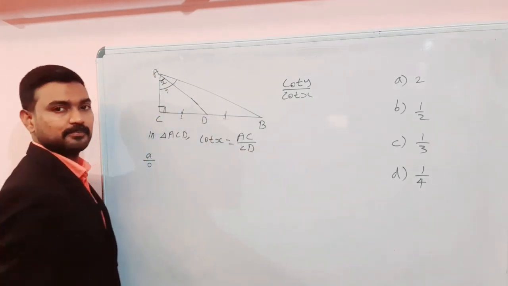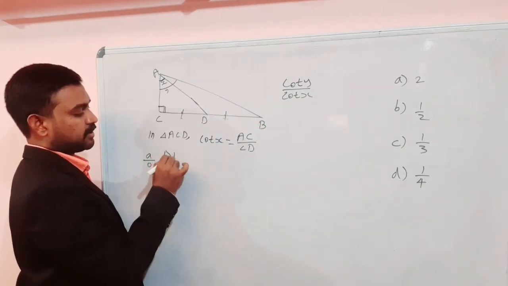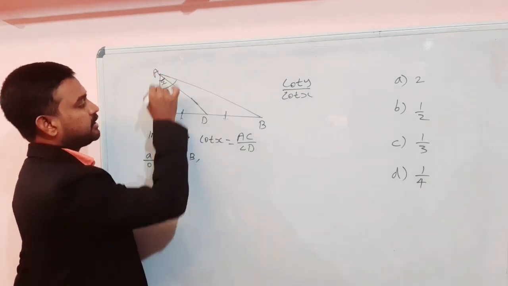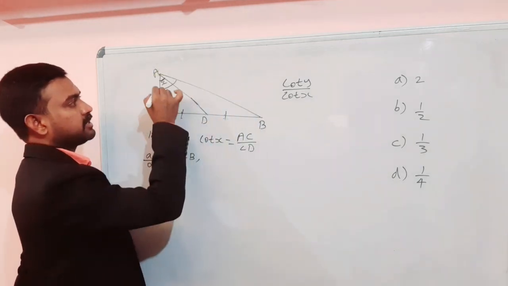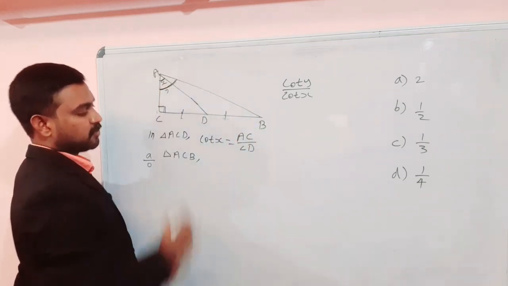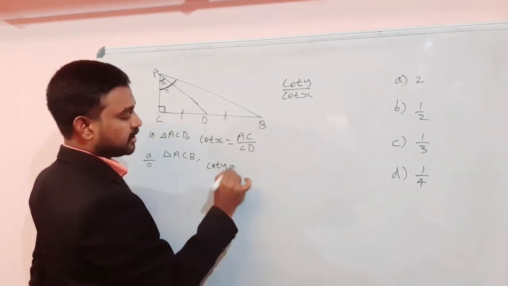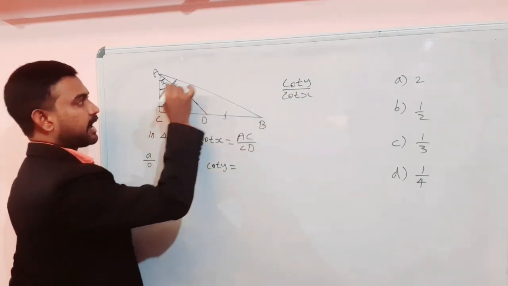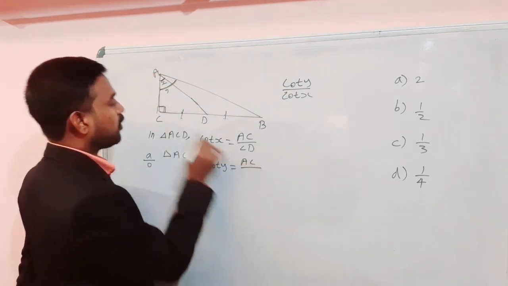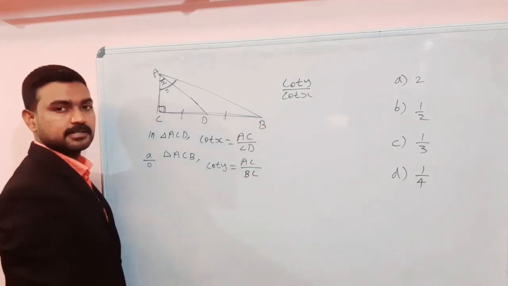This is cot x. Now in the biggest triangle, in triangle ACB, this is the angle in triangle ACB, which is y. So we need to find cot y. So cot y means this angle's adjacent side, that means AC, divided by the opposite side. The opposite side is BC. So we can write AC by BC.